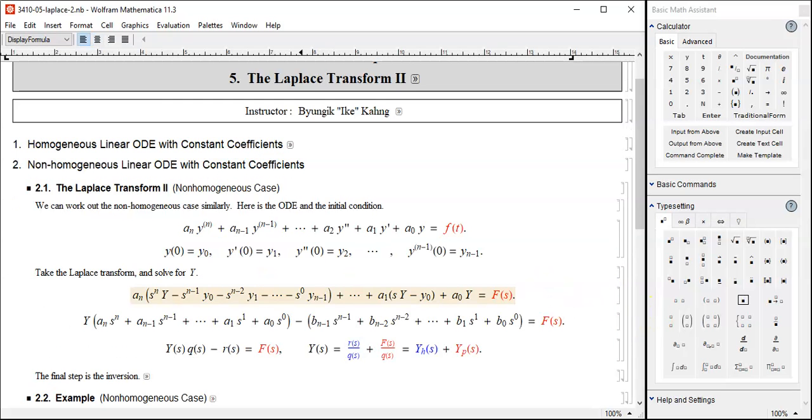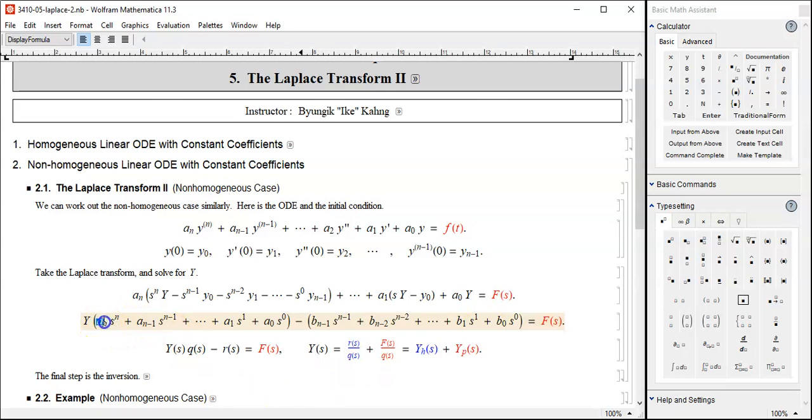The left-hand side is the same as before. We have the input derivative formulas for the nth derivative and so on and so forth, first derivative and the original in the end. And the right-hand side, f of t is becoming capital F of s upon taking the Laplace transform. Now, the left-hand side is exactly the same as before, so we can do exactly the same thing as in the homogeneous case to take the like terms.